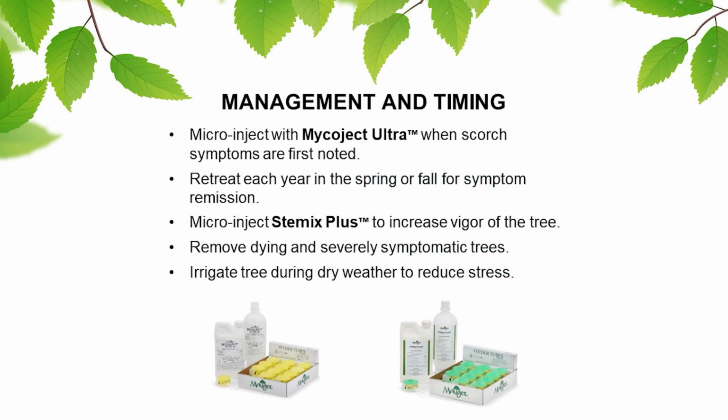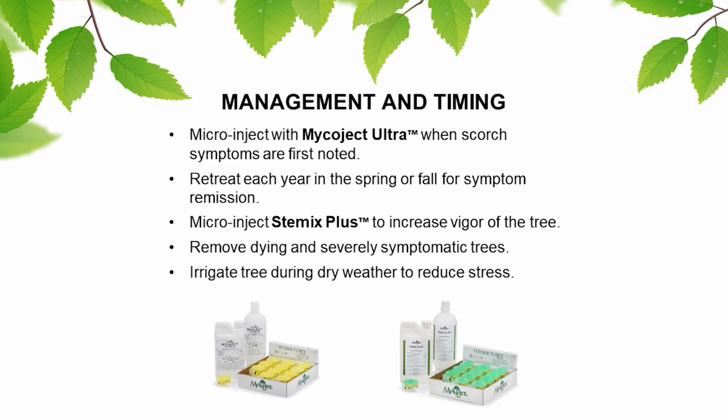Management and timing. Microinject trees with Micronutrient Ultra. When the bacterial leaf scorch symptoms are first noted, it will be necessary to retreat in the fall or early spring for symptom remission. Microinject Stemix Plus to increase the vigor of the tree.